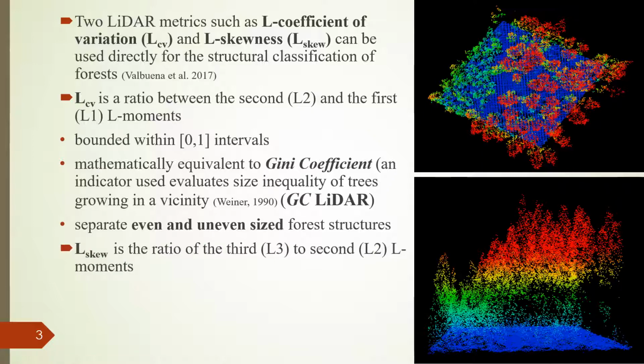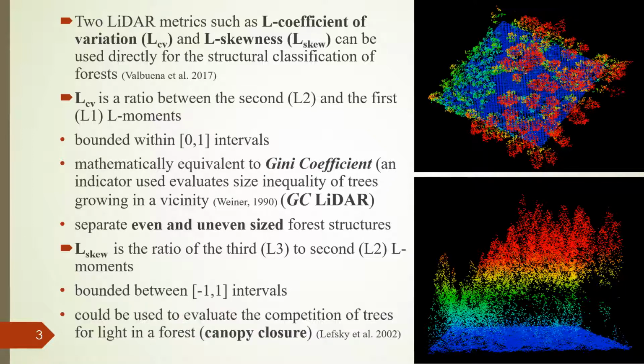The L-skewness is the ratio between the third and second L moments, and it is bounded between -1 and 1. And this can be used to evaluate the canopy closure. So we can use L-skewness to separate open canopies, or euportic areas, from closed canopies, or oligoportic areas.